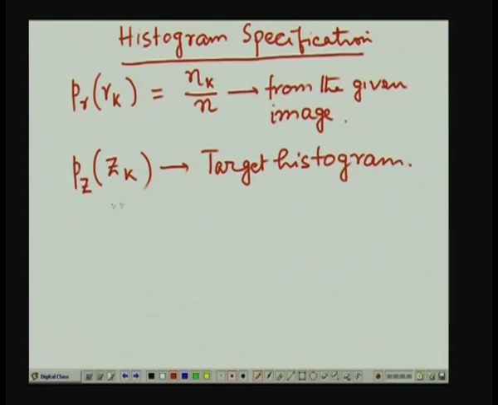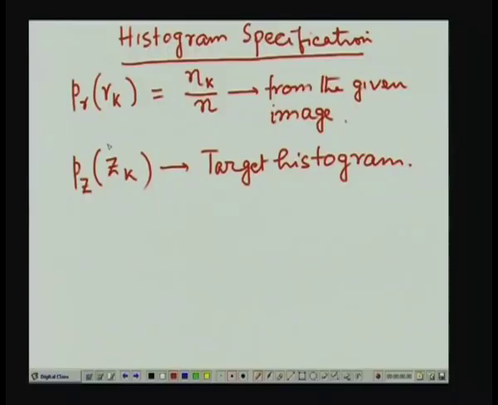Note that we do not have the image corresponding to this particular histogram. It is the histogram which is specified. We use the subscripts R and Z in PR(Rk) and PZ(Zk) to indicate that these two probability density functions, PR and PZ, are different.